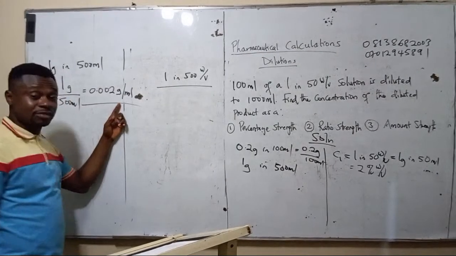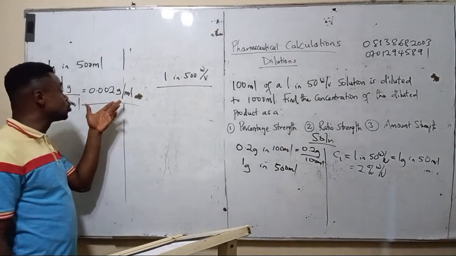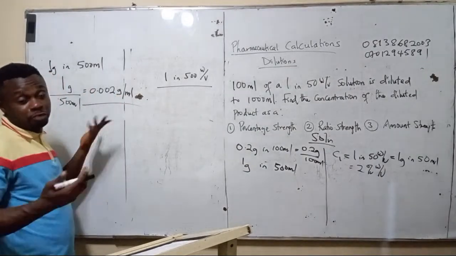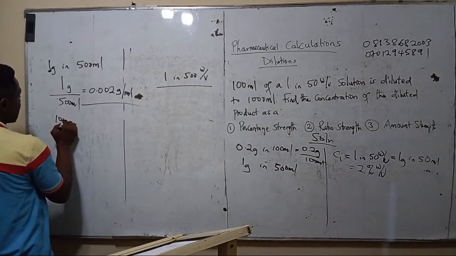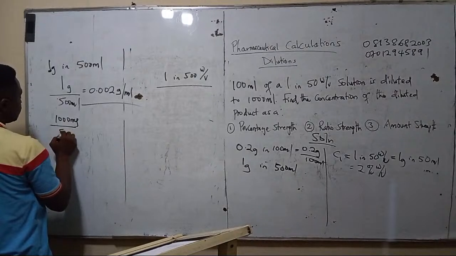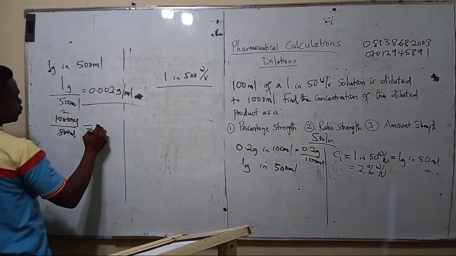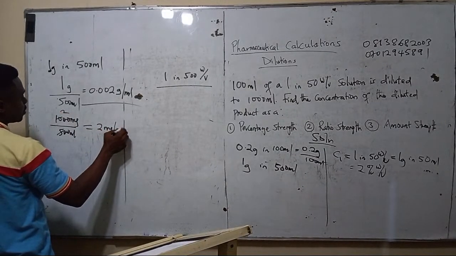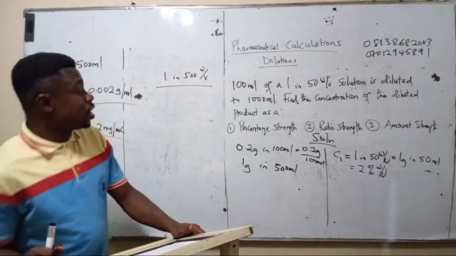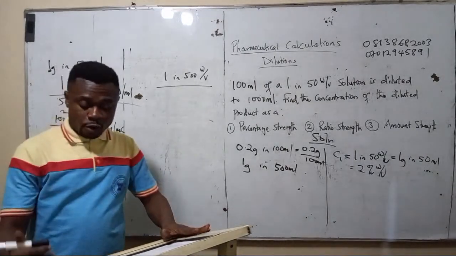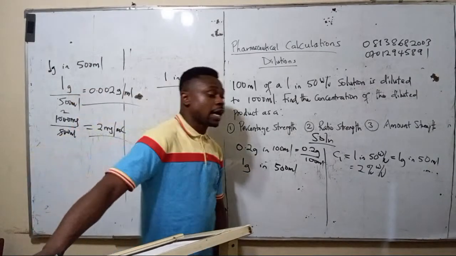But this is the conventional agreement. Because of the 0.00, you may want to change gram to milligram. No problem. If you work like that, 1 gram becomes 1,000 milligram over 500 ml. If you divide, we have 2 milligram per ml. All right. I'll give another 2 minutes. If you have any question, please feel free to call so I can explain.